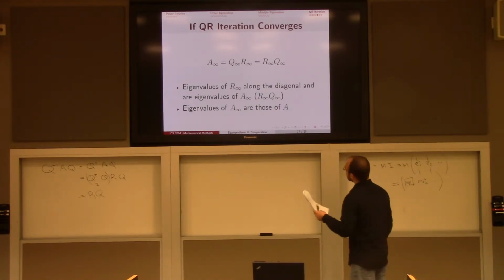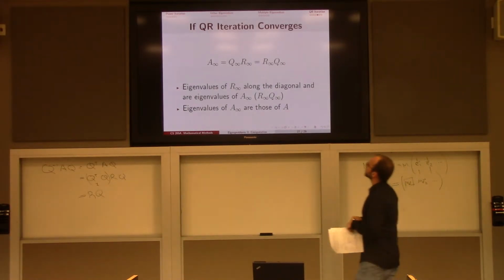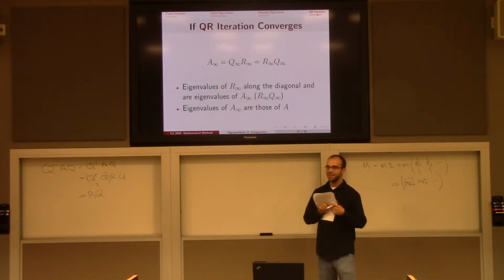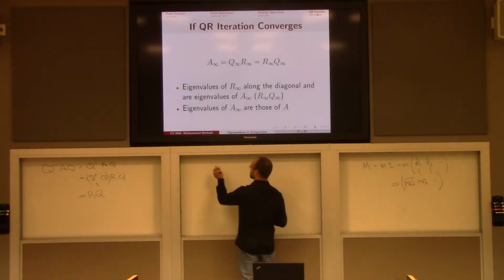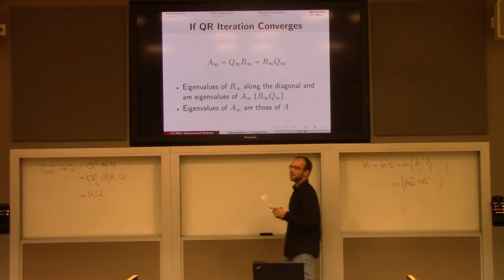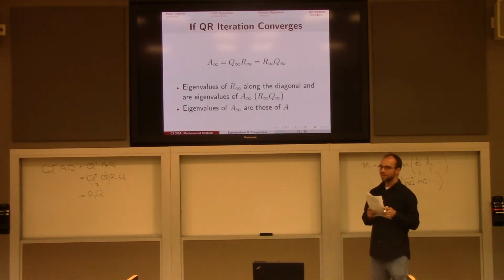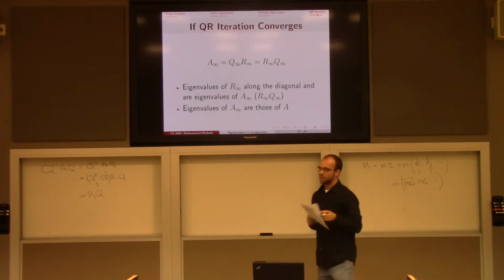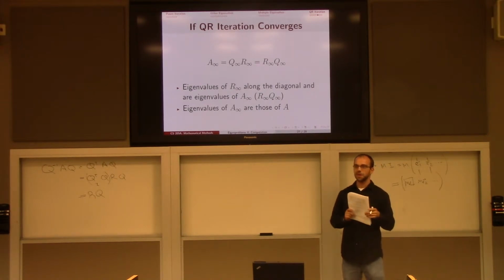So in particular, what do we know? Well, if the eigenvalues of R are the diagonal of R, then what is the spectrum of A infinity? Well, it's also the same as the eigenvalues of R. We know that because of this RQ expression, because post-multiplying by an orthogonal matrix doesn't change your eigenvalues, if you think about it.